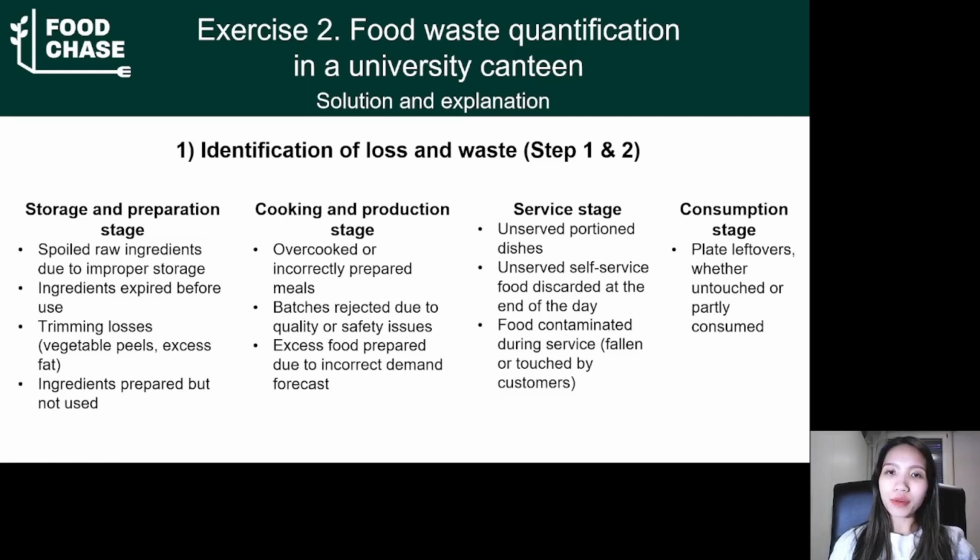In the cooking and production stage, the waste could be overcooked or incorrectly prepared meal. It could be some food that is too burnt or overcooked. Batch rejected due to quality or safety issue. Excess food prepared due to incorrect demand forecast. Actually, this last waste can be measured in the service stage because the excess food prepared then will become the unserved food.